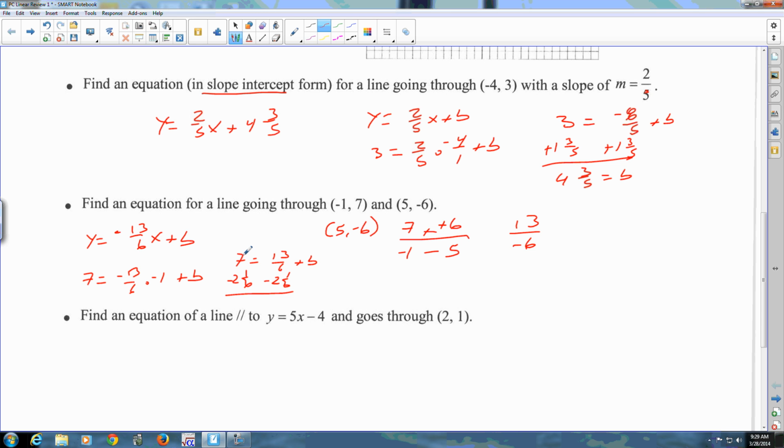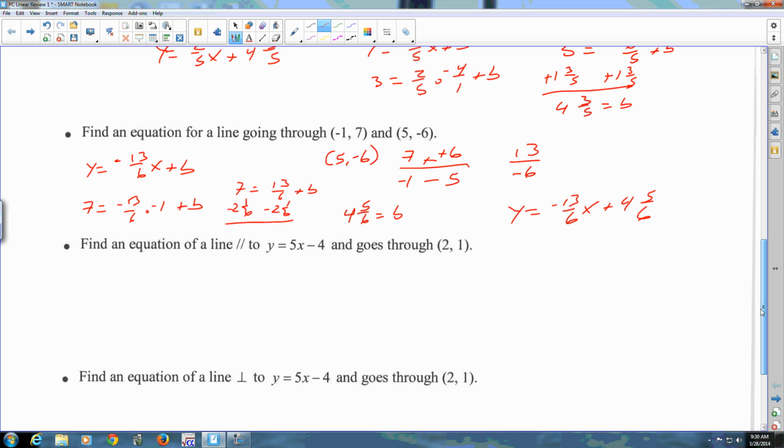So taking just the 2 off will give you 5. Taking another 1/6 off would give me 6 and 5... 6 is equal 6. Why did I say 6? Good gravy. Taking just the 2 off gives you 5. Taking a 1/6 off gives you a 4 and 5/6. Ay, caramba. Negative 13/6 x plus 4 and 5/6. Whew. That one was tough.